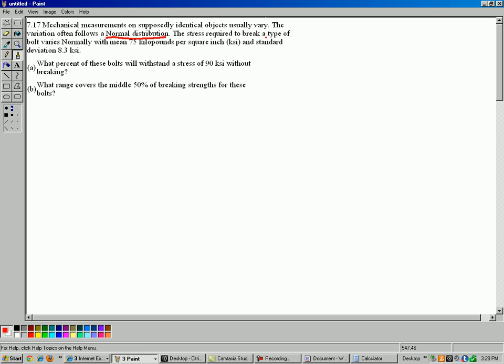The stress required to break a type of bolt varies normally with a mean of 75 kilopounds per square inch and a standard deviation of 8.3 kilopounds per square inch. All right, so first of all, even though we're not required to, let's make a quick sketch of this situation here. So here's our normal curve. We have a whole bunch of bolts. The mean of the bolts is 75. That's right there in the middle. All right, standard deviation is 8.3.